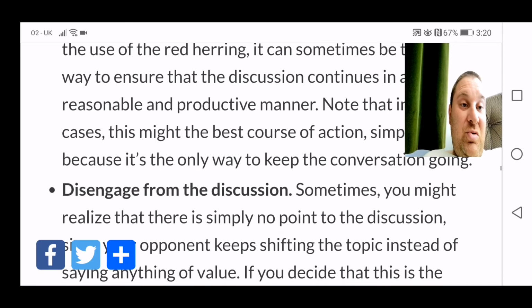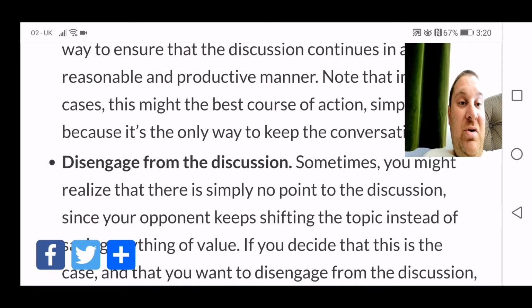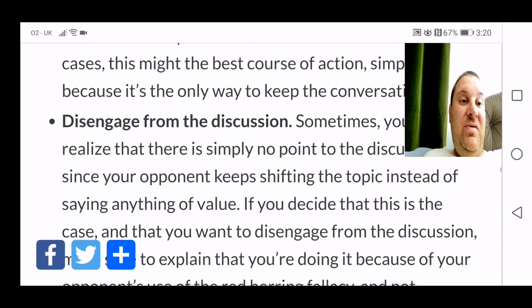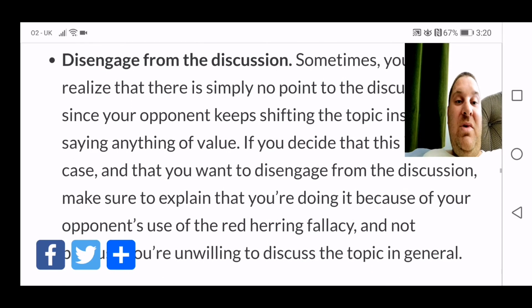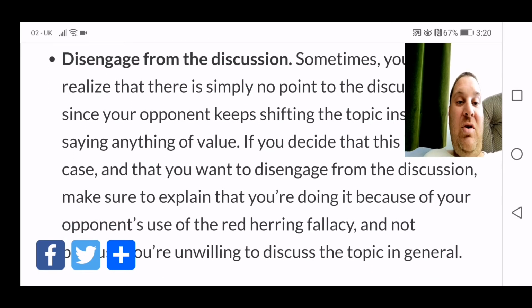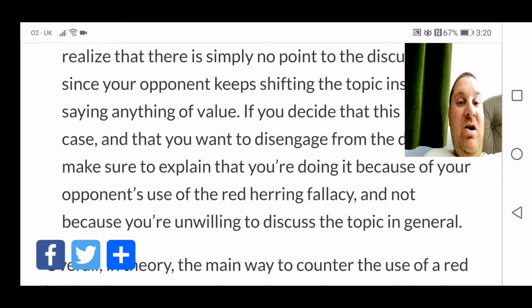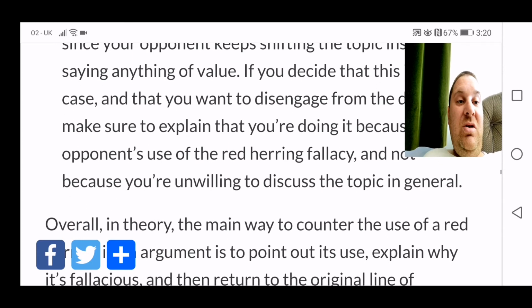Disengage with the discussion. Sometimes you might realise that there is simply no point to the discussion since your opponent keeps shifting the topic instead of saying anything of value. If you decide that this is the case and that you want to disengage from the discussion, make sure to explain that you're doing it because of your opponent's use of the red herring fallacy and not because you're unwilling to discuss the topics in general.